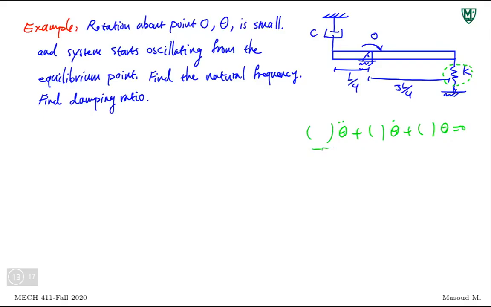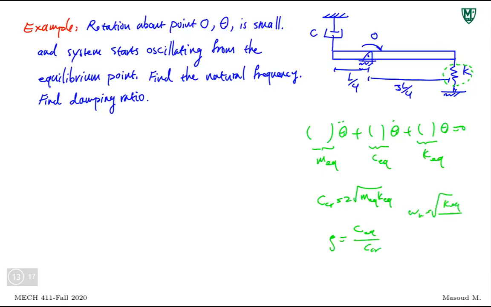This would be your equivalent of mass, this your equivalent of damping, and this your equivalent of stiffness. From now on, when you want to find the system response, you use equivalent mass, equivalent damping, and equivalent stiffness. For instance, C critical is 2 square root of M equivalent K equivalent, because you have a new, equivalent system. Zeta would be C equivalent over C critical. Omega n would be the square root of K equivalent over M equivalent.